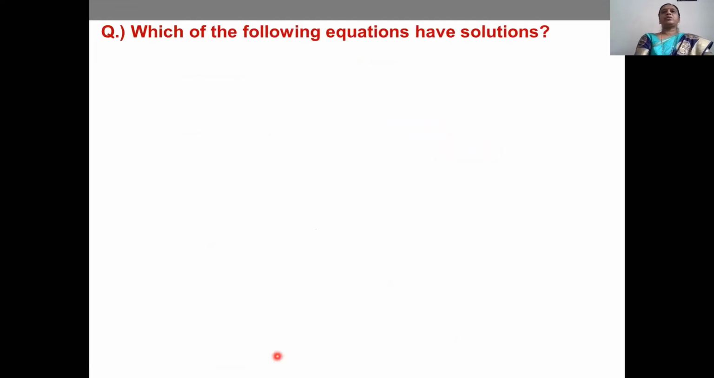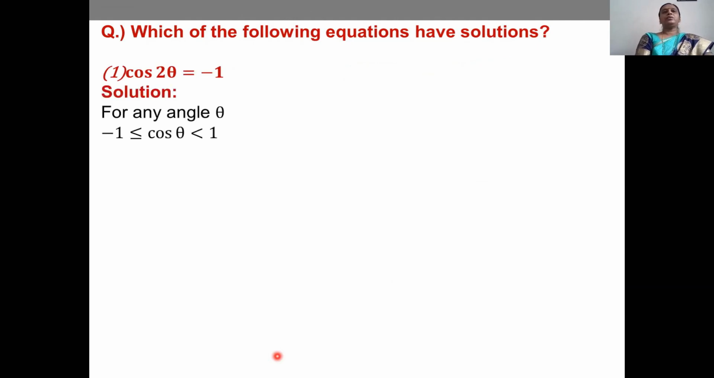Now, the next question is, which of the following equations have solutions? First equation is cos 2 theta is equal to minus 1. Now, we know that for any angle theta, the value of cos theta lies in the interval minus 1 to 1. Here cos 2 theta has value minus 1. This condition is satisfied. Therefore, cos 2 theta is equal to minus 1 has a solution.